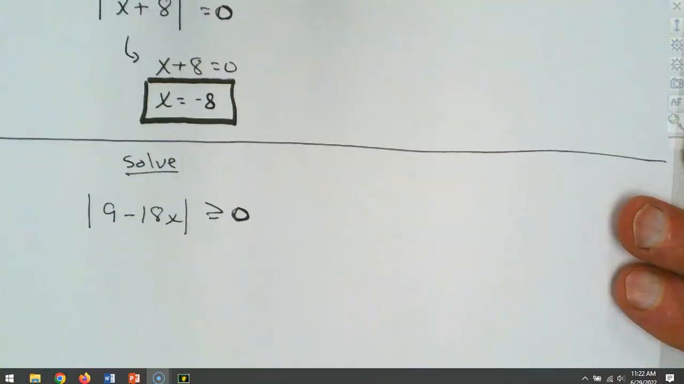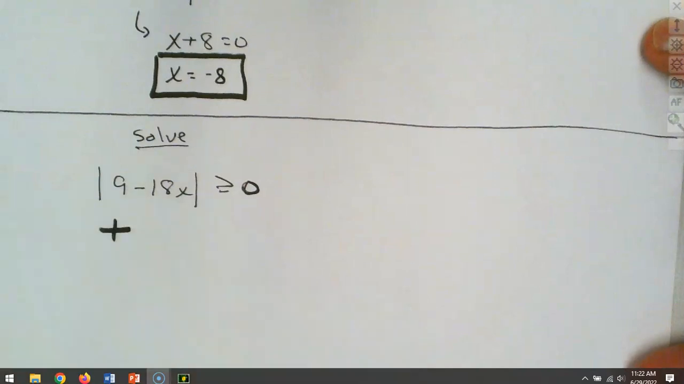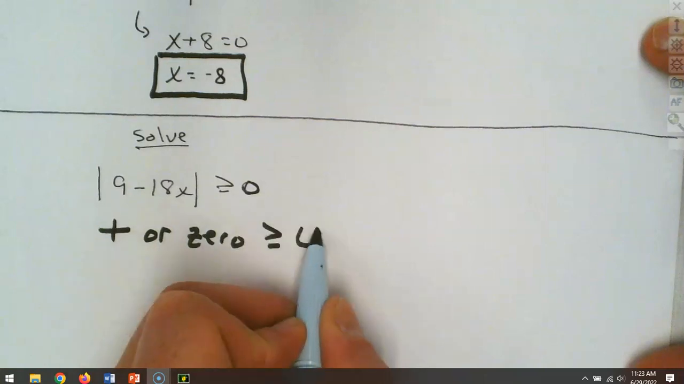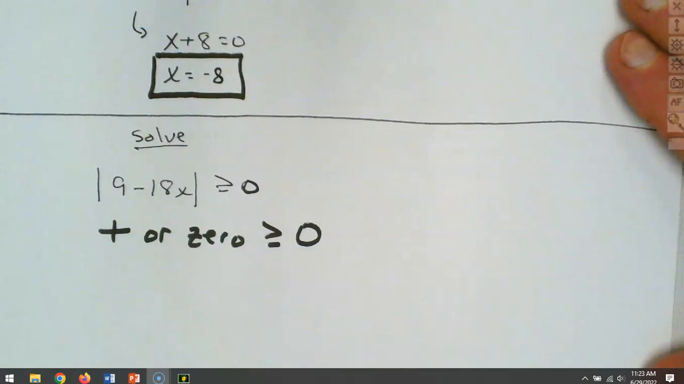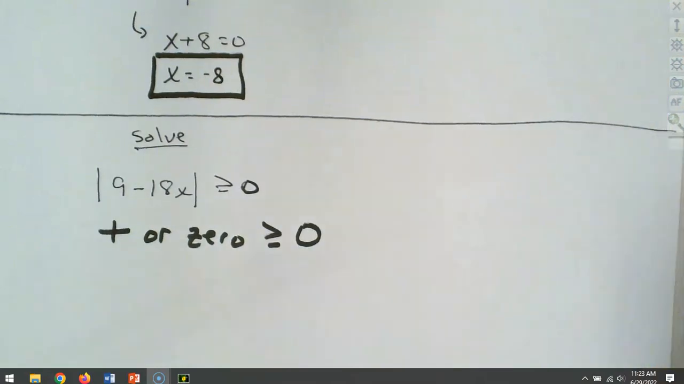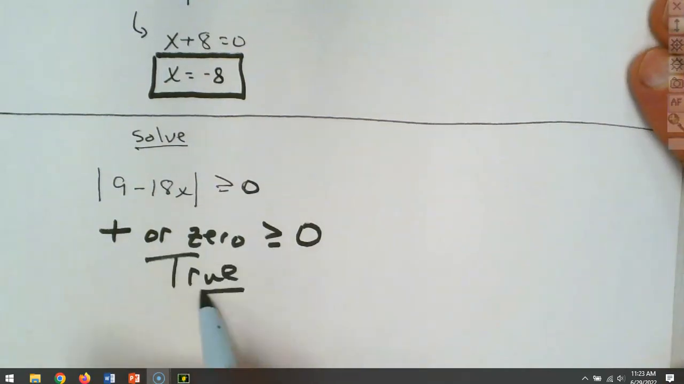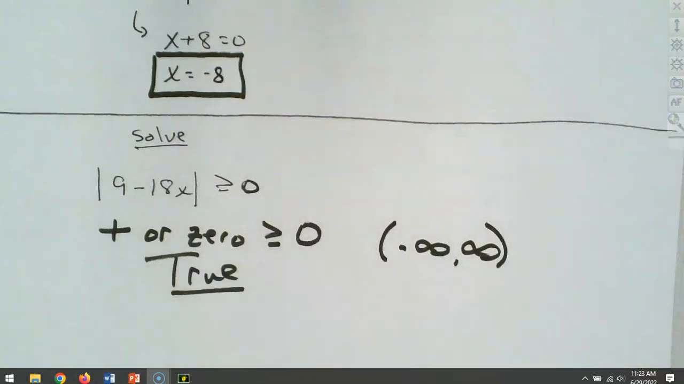Okay, now, this is an inequality. So inequalities, we have to actually check them. And let's think about what we know about an absolute value. Well, we know an absolute value is going to come out to be positive, right, or 0. And our positive or 0 numbers, are they bigger than 0? Bigger than or equal to? Yes, they're either equal to 0 or bigger than. So then in this case, this would be, again, true. And what would your solution set be? Negative to positive infinity.